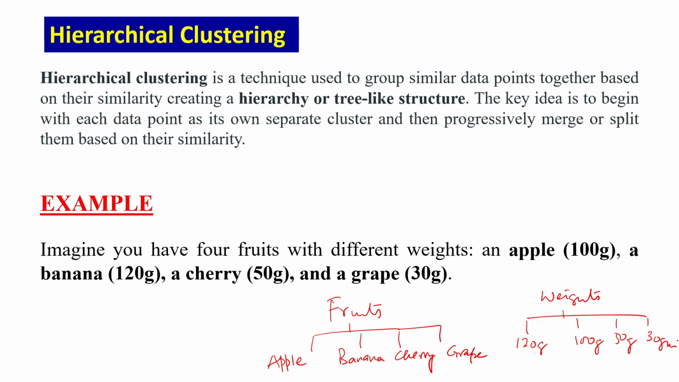So, you can create this hierarchical clustering this way. One is based on the fruits, other one based on the weights. So, basically it is a technique to group similar data points. So, what is the similarity? Apple is one kind of fruit, banana is another kind. You cannot compare them actually, they are not the same. So, that is why it can create a tree-like structure.